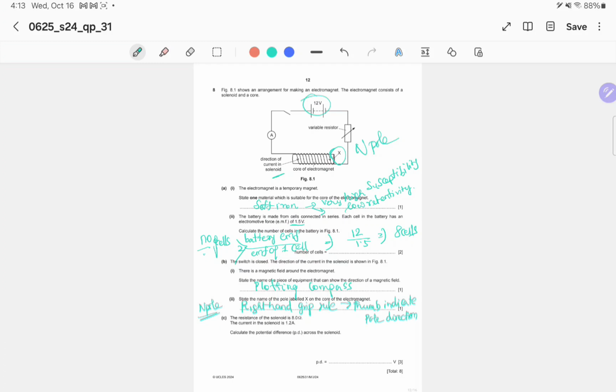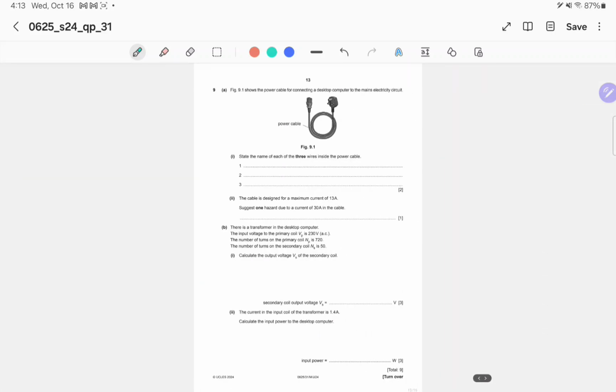Okay, next question, C: the resistance of a solenoid is 8 ohm, current is 1.2, find the potential difference. Very simple. Resistance R is given, it is 8 ohm, current I is given, it is 1.2 ampere. Therefore the potential difference formula is V equals IR. We know the basic formula. It is 8 into 1.2. The answer is 9.6. The unit is given there.